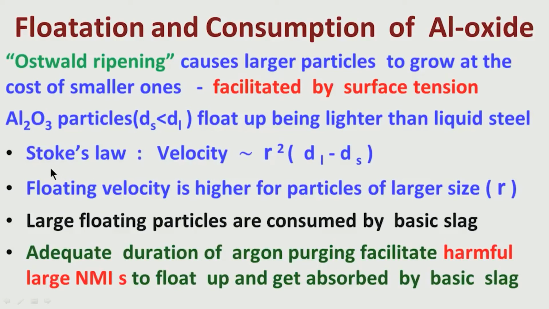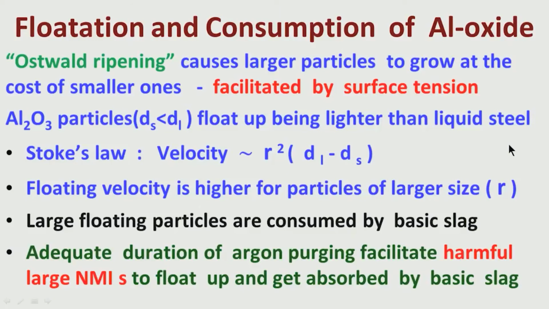We can get this idea from Stokes' law, because the velocity is directly proportional to the square of the size of the particles. The larger the size, the higher the velocity, and the faster the particles will move to the top. And why are these particles floating? Because they are lighter, their density ds is less than dl, that means the density of the liquid.